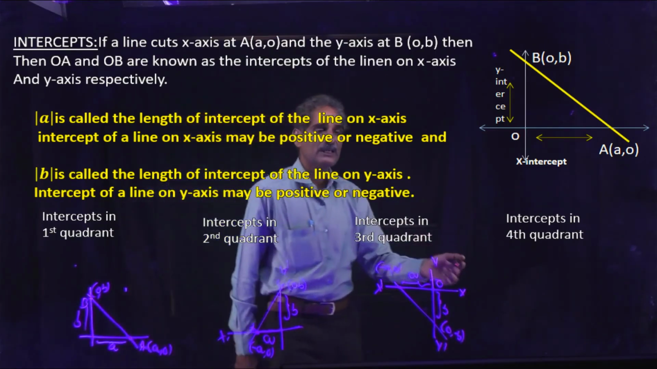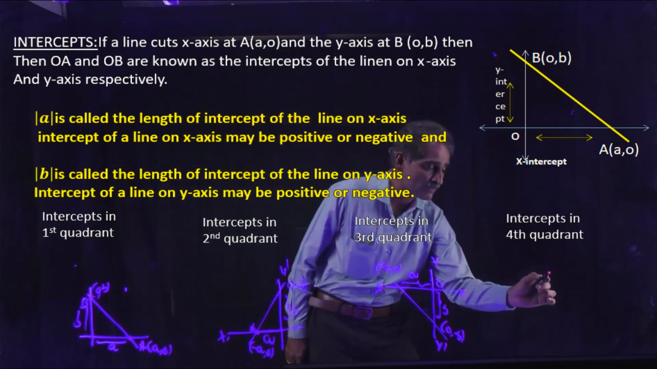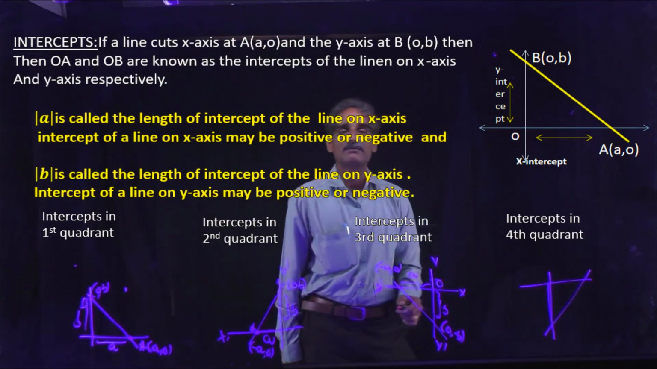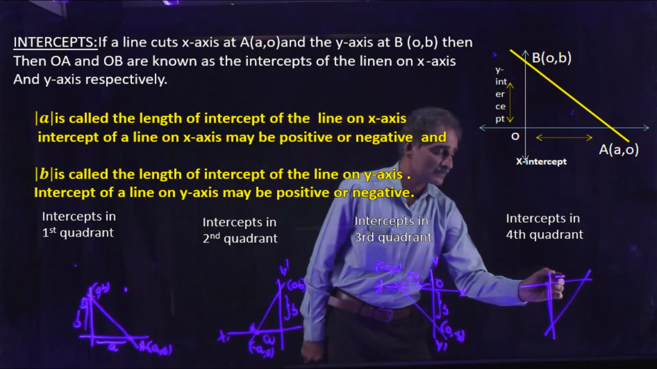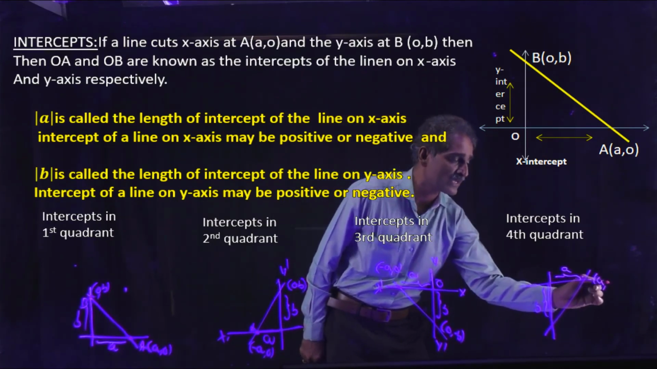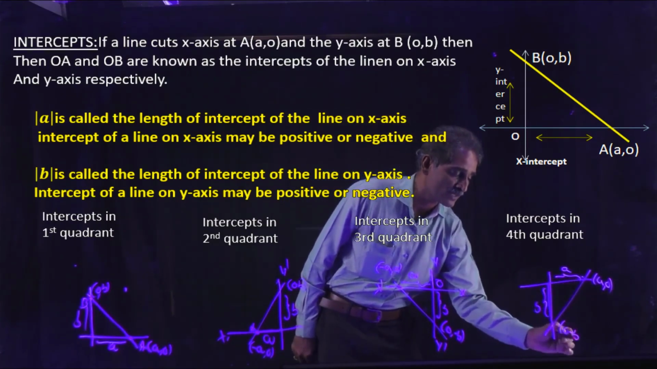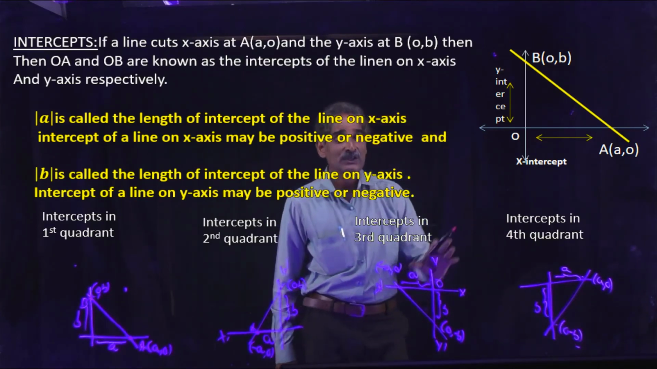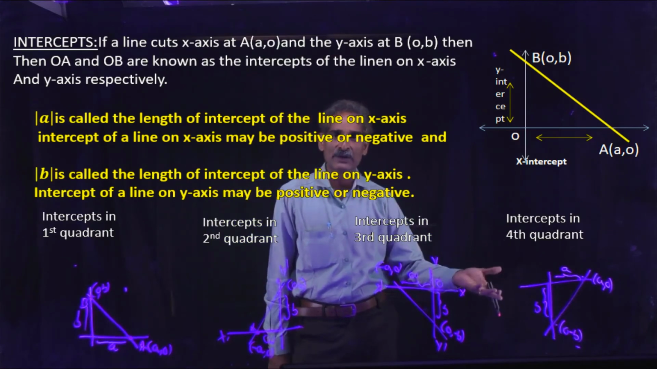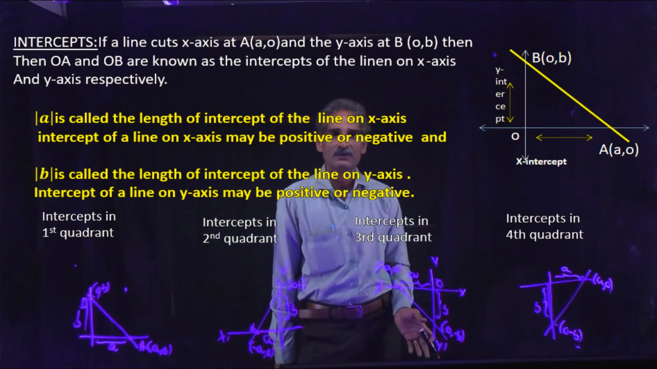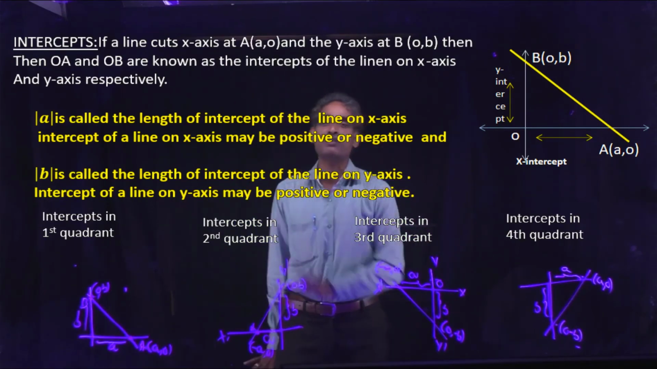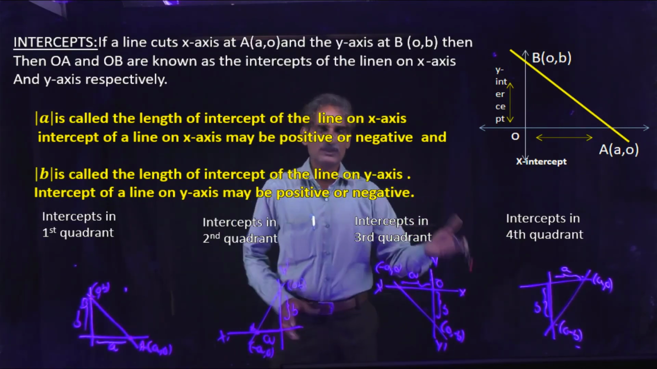Similarly, observe the fourth quadrant, what will happen? This is the position of the line. This length is A, this length is B. Now the coordinates of this point are A comma 0, and the coordinates of this point are 0 comma minus B. This is how to find the coordinates of the intercept points on the x-axis and y-axis with respect to the quadrants. Intercepts may be positive or negative, but length is always positive, remember it. Okay, so see these figures again.